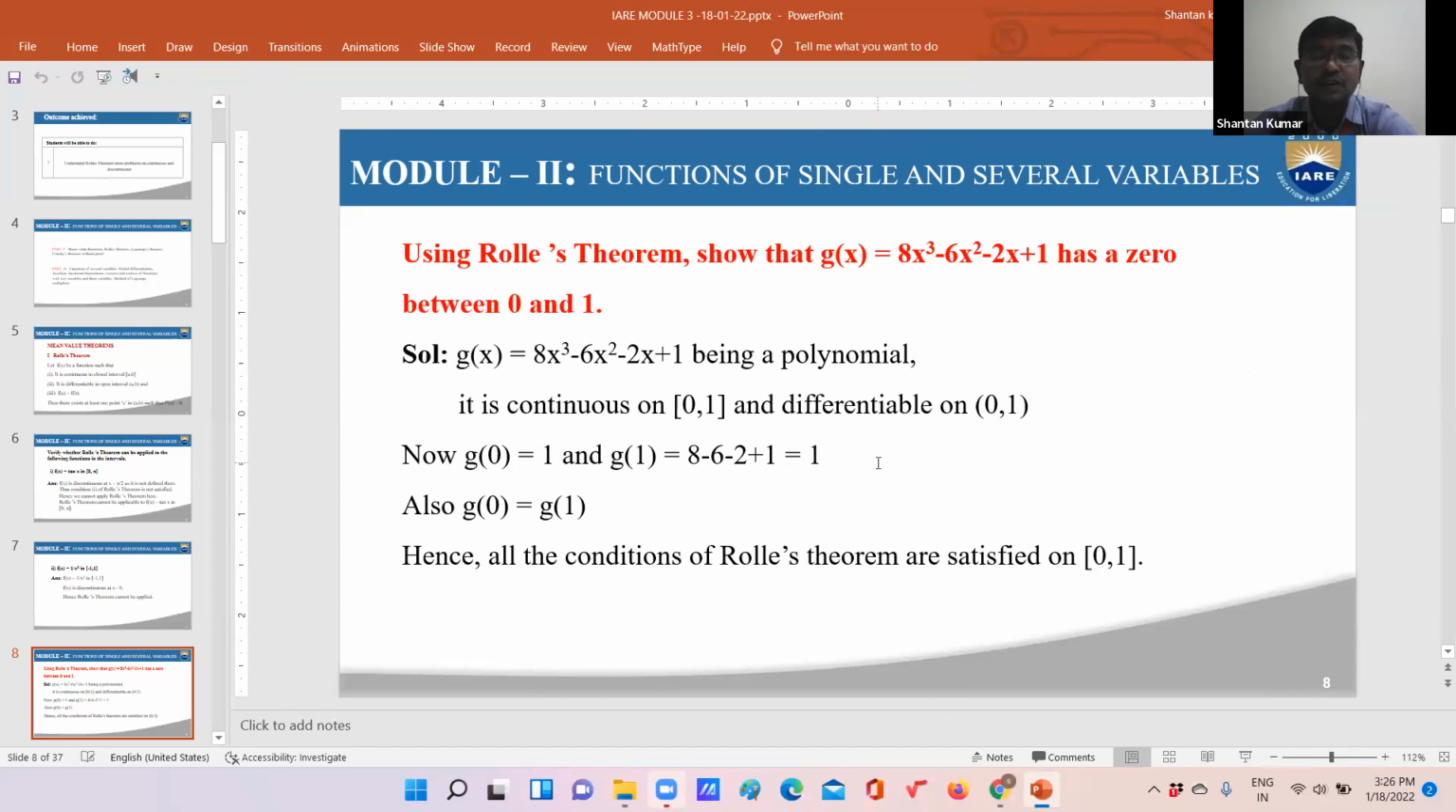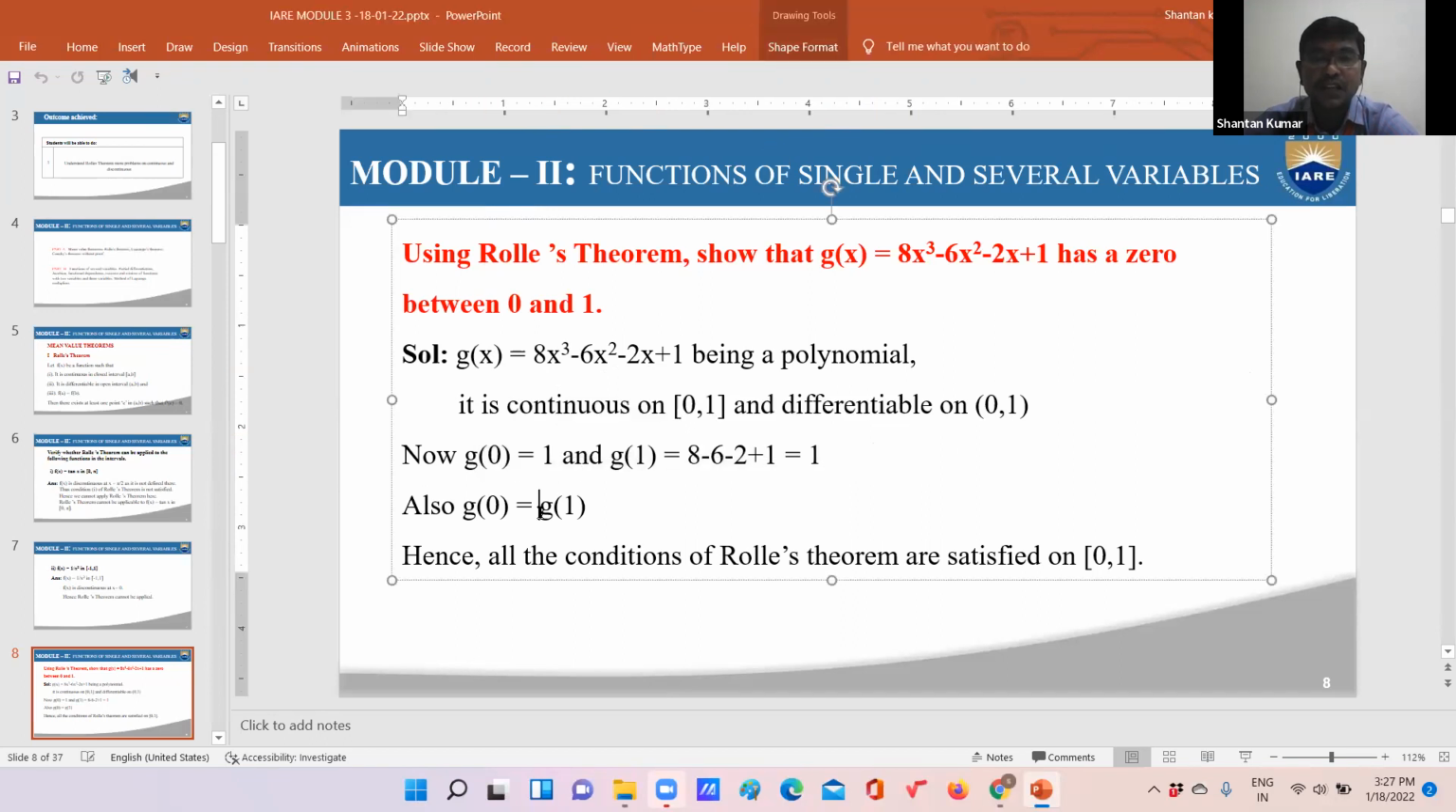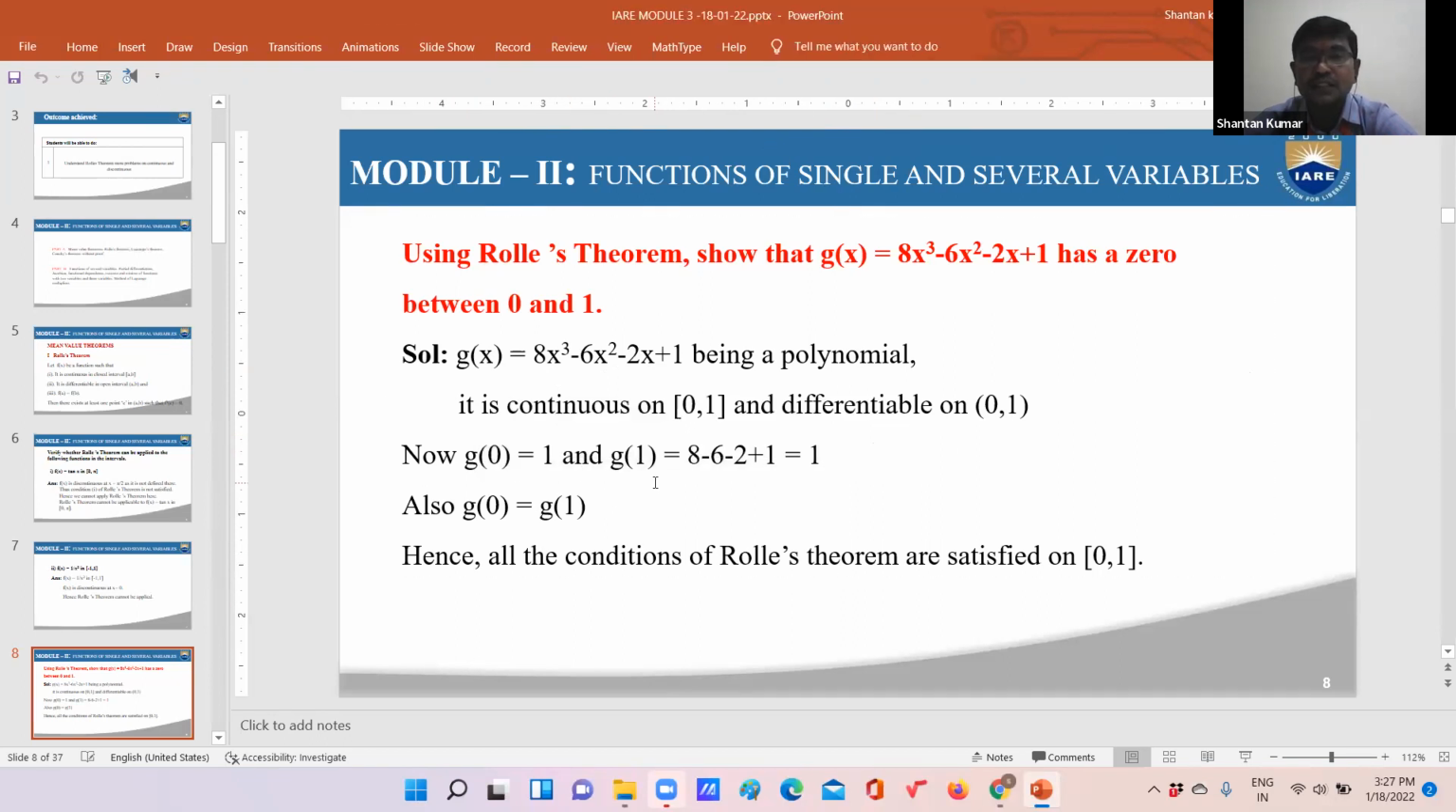Now, you need to find g of 0. When you replace x is equal to 0 in the given function, it is 8 into 0 is 0, minus 6 into 0, minus 2 into 0, plus 1. Therefore, g of 0 is equal to 1 only. Similarly, g of 1: replacing x is equal to 1 and simplifying, the value of g of 1 is also 1.